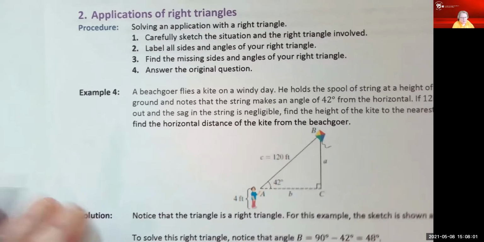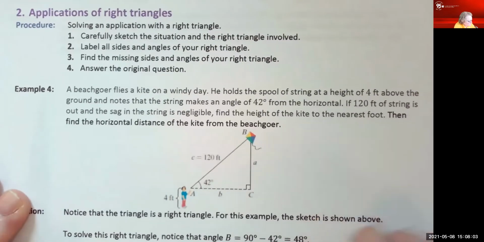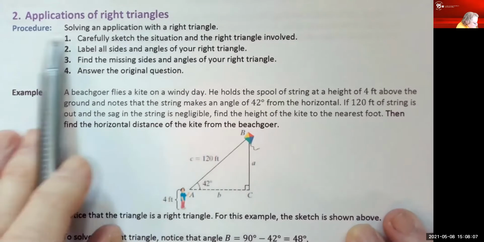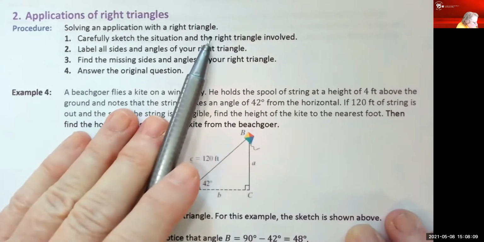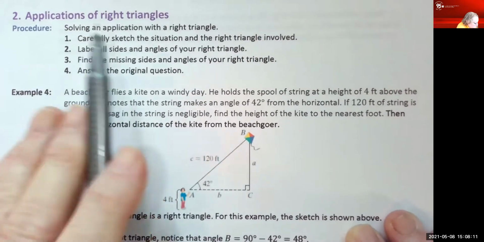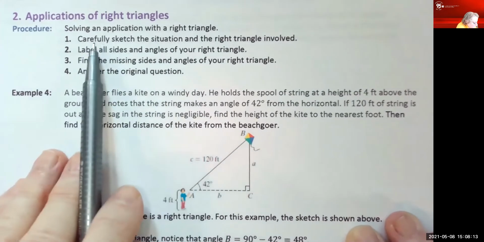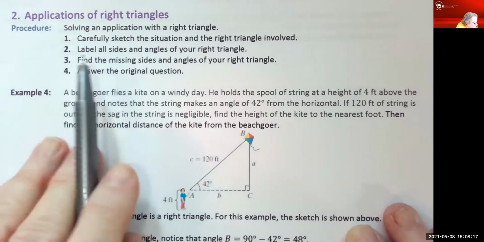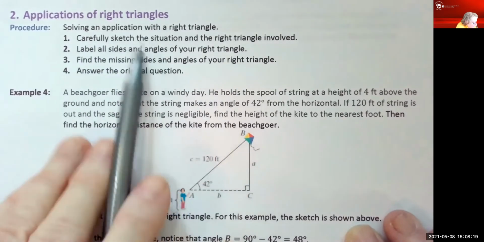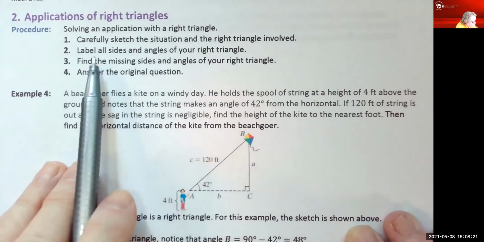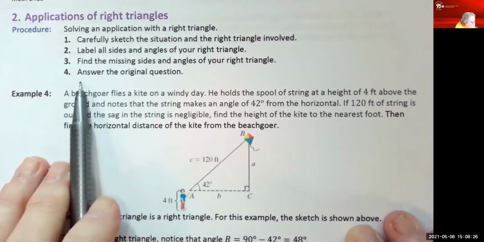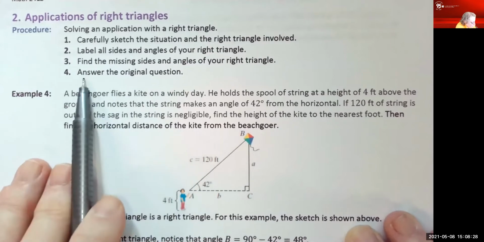Okay, now we're getting into something a little bit more fun. Applications of right triangles. So to solve an application involving a right triangle, you first want to sketch the situation as well as you can, as carefully as you can. You want to label all the sides that you know and everything you're looking for, and then you want to find the missing sides. Finally, you want to come back to the question and make sure you answer the original question.